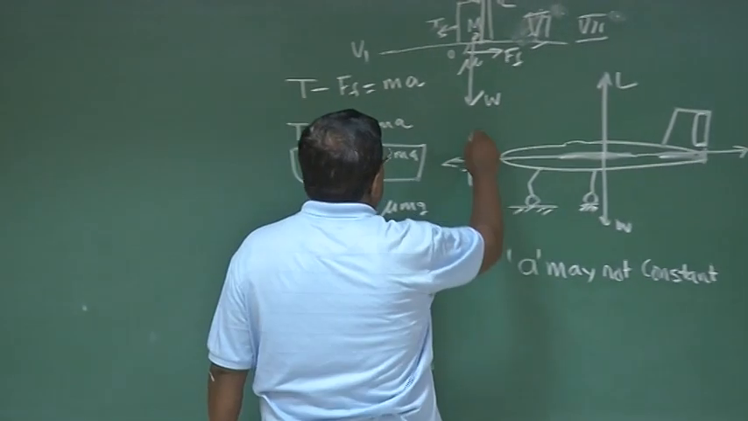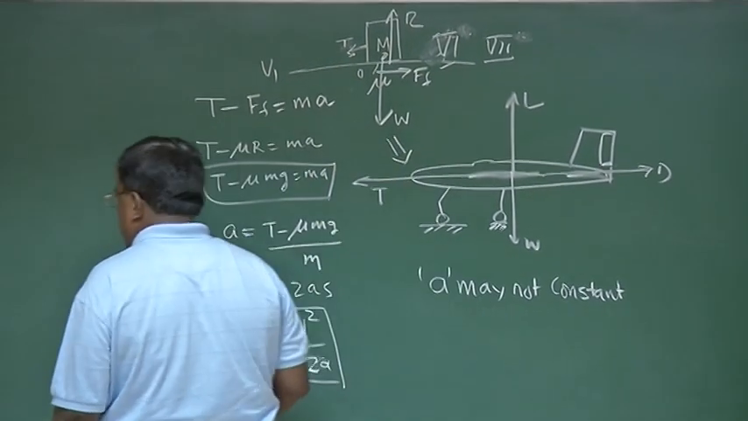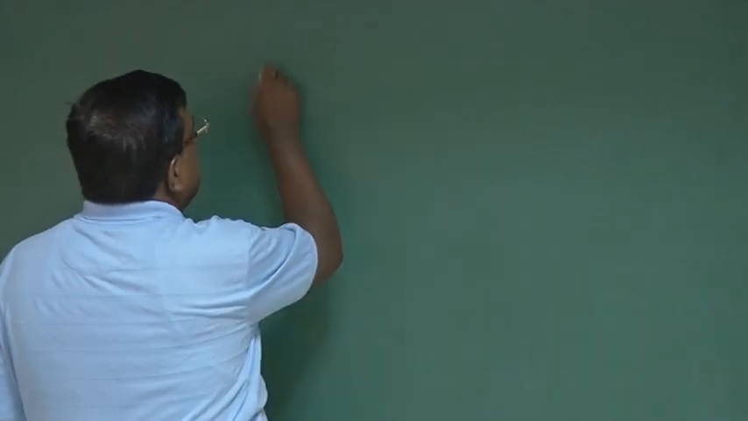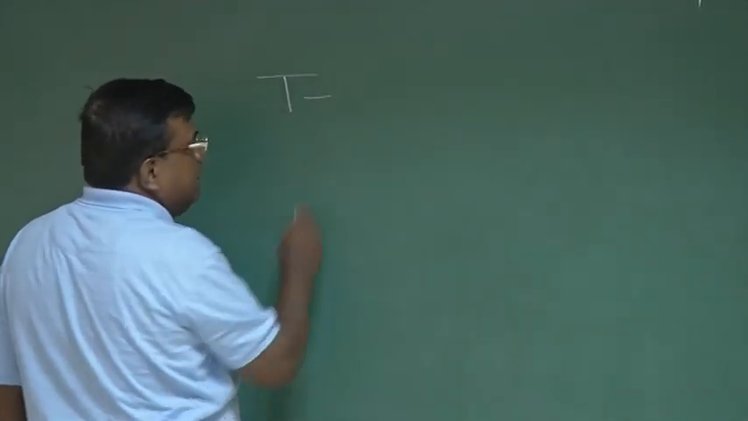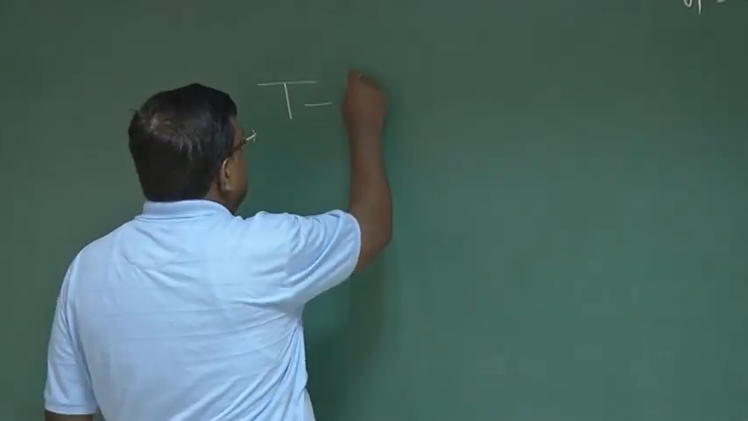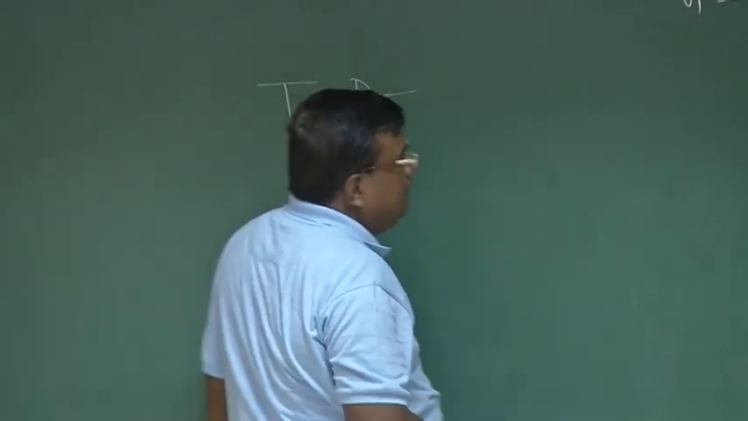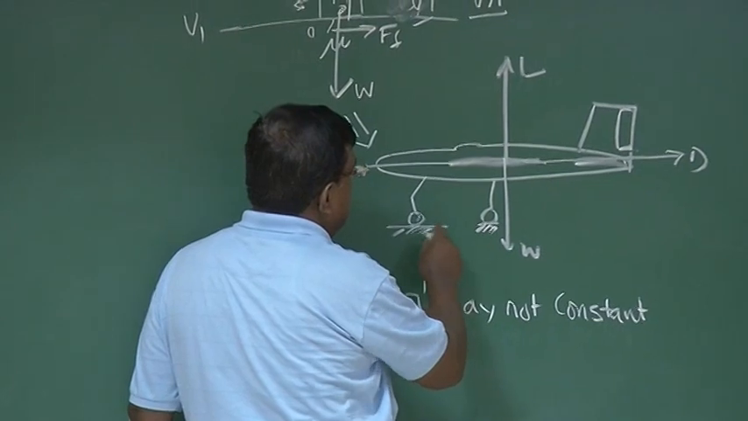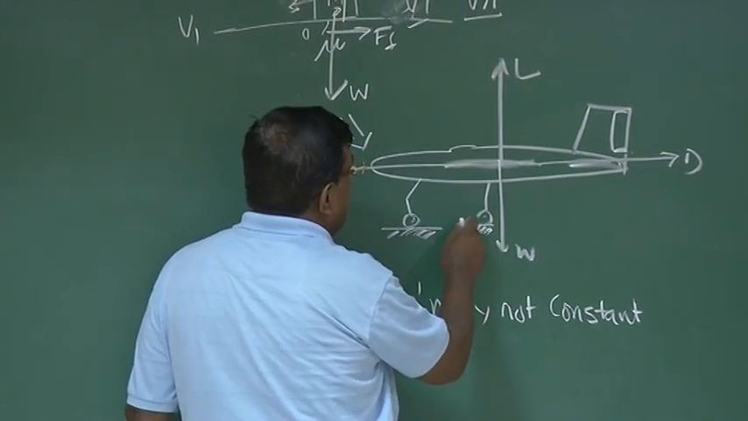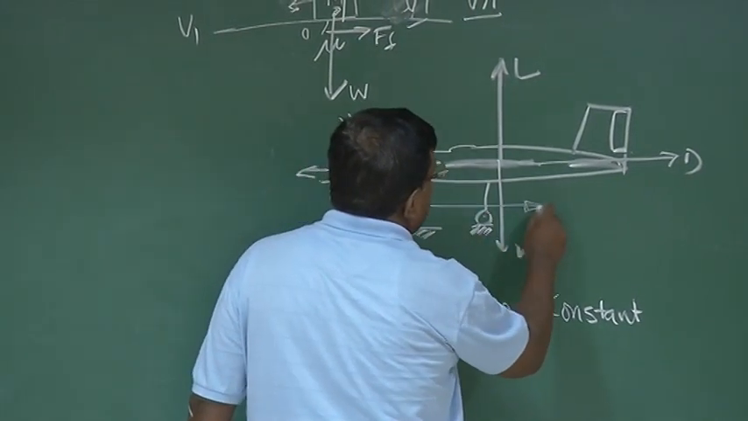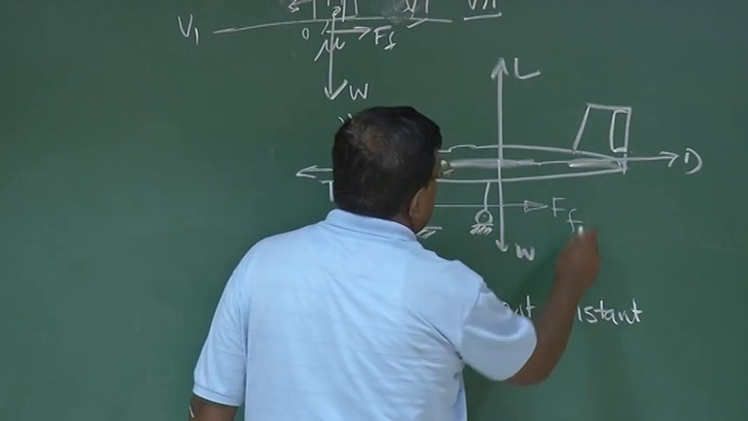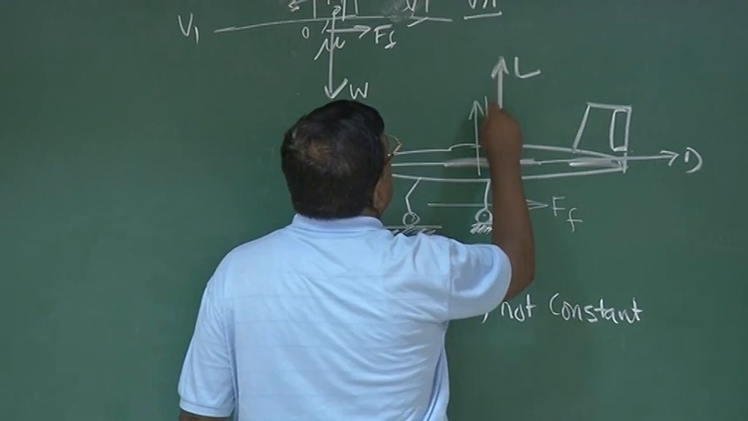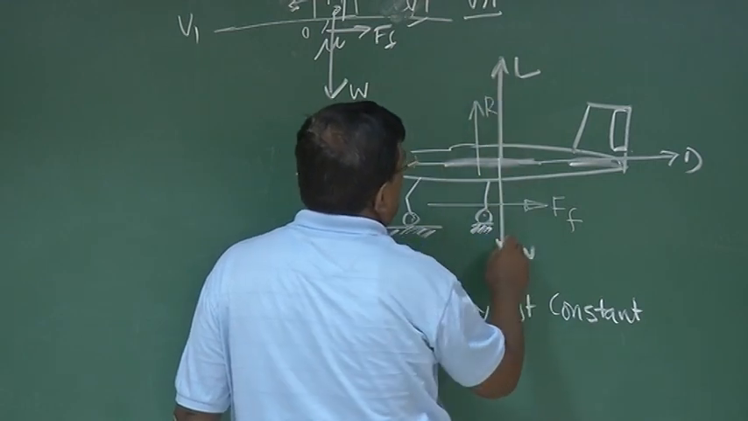Now, what is happening here? Let us see this. So let me first write the equation that I wrote for that. This is T minus D minus, because of this wheel in contact with the surface, the landing gears, I say net frictional force is Ff, and let's see, the ground reaction is R and weight is W.